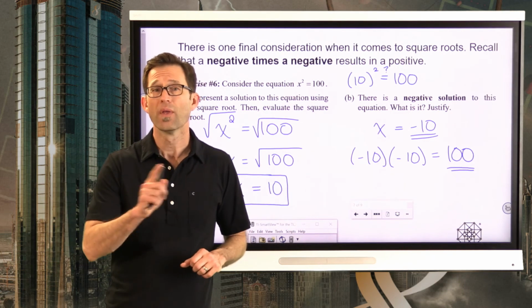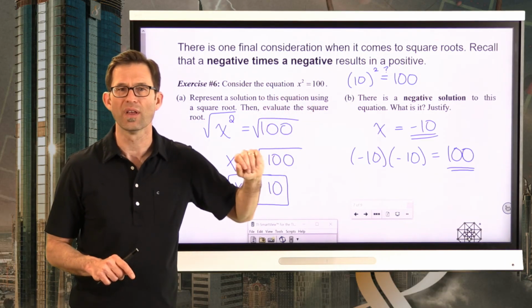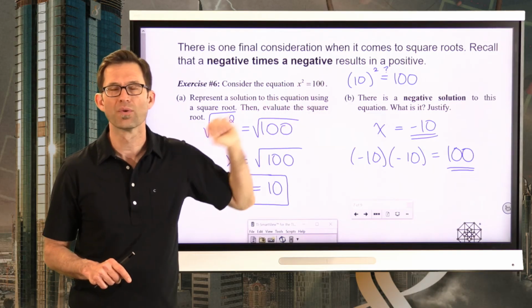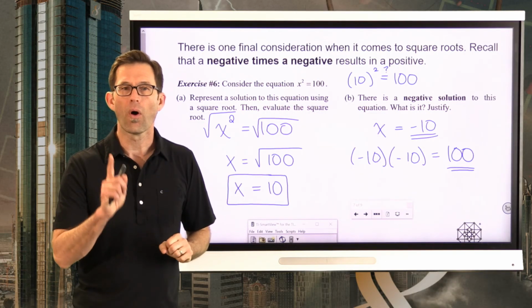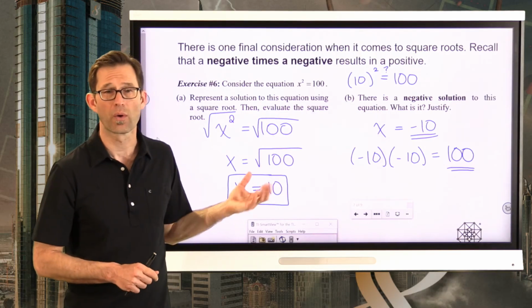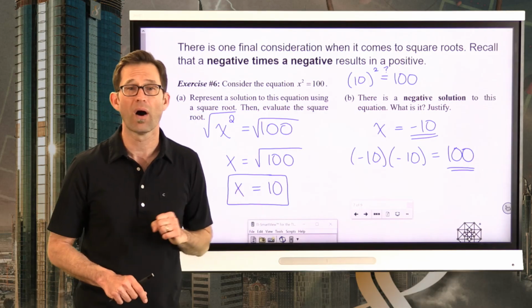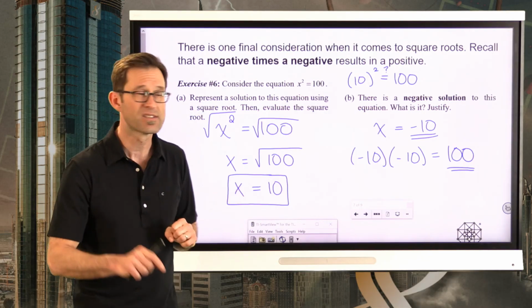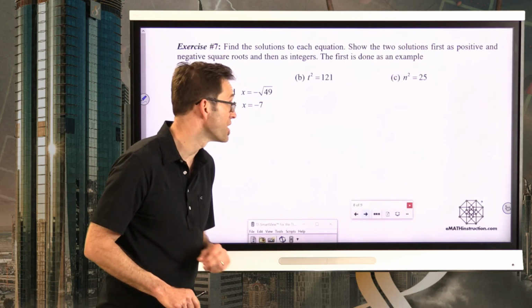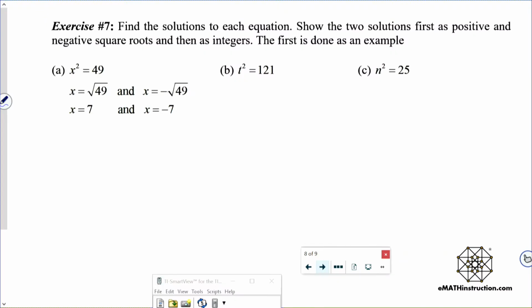Now, at the end of the day, what that means is that when we're solving an equation that looks like this, a variable squared equals a number, then I will always get two answers. One of them positive, just given by the square root, and one of them the negative version of that positive number. Let's take a look at that in one last exercise. All right, here we go. Exercise number 7.